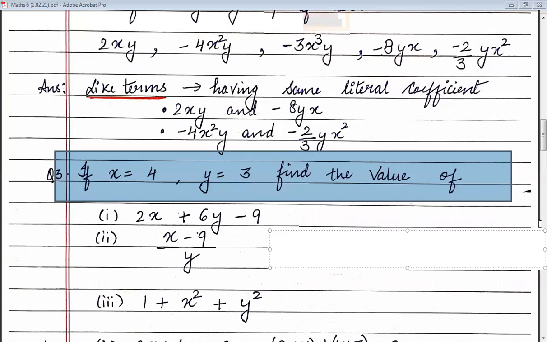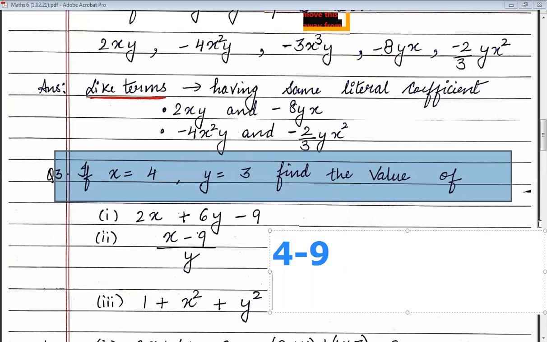You have x minus 9 divided by y. Now children, you know the value of x. What is x here? 4. And 4 minus 9, then whole upon y. What is y here? 3. Okay, so now first you will solve the numerator.